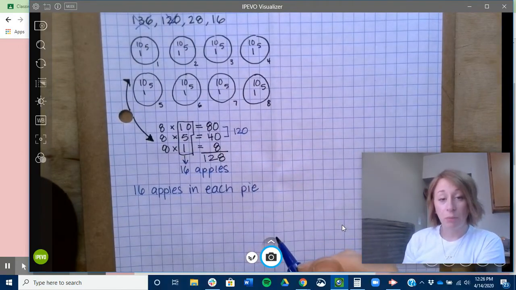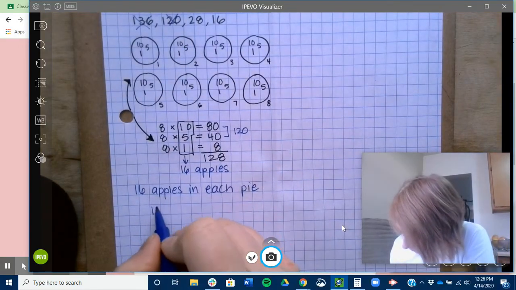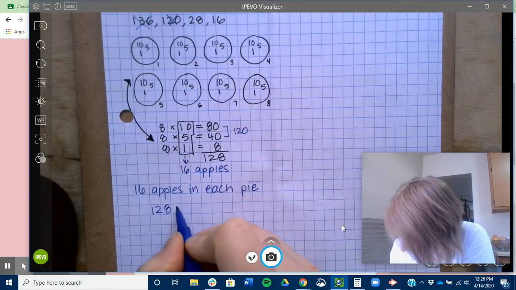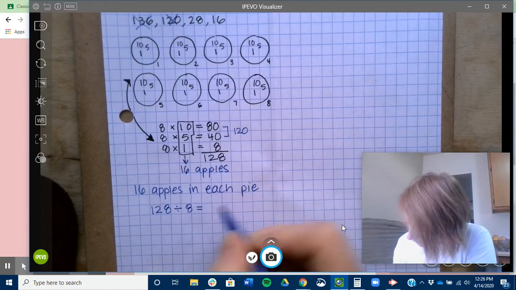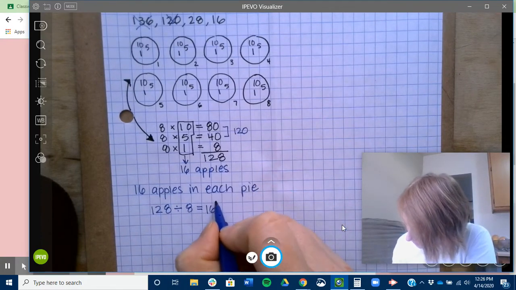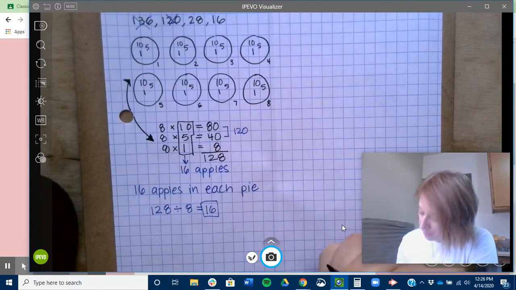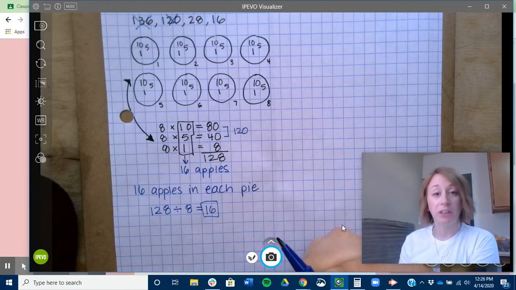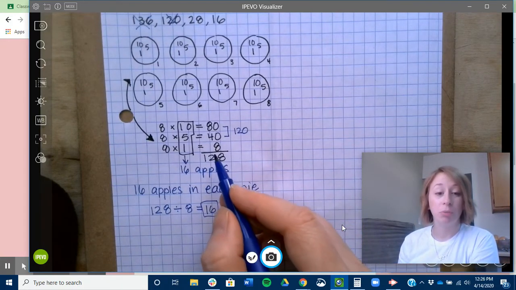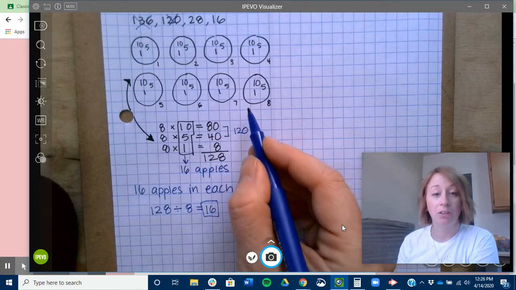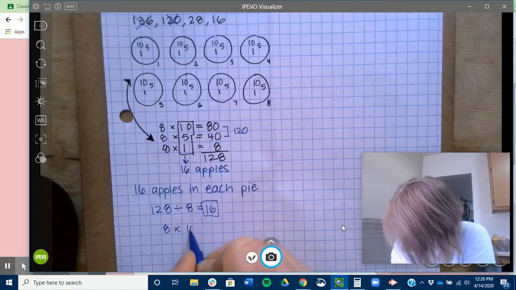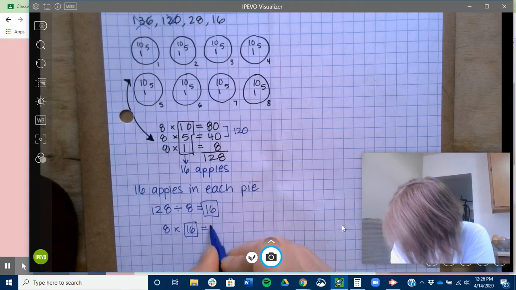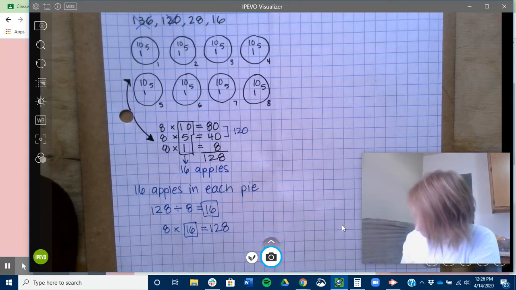Since we divided 128 apples, the number sentence that matches my work is 128 divided by 8 equals 16. I'm also going to write the multiplication sentence, since I also used multiplication to match my picture. 8 times 16 equals 128.